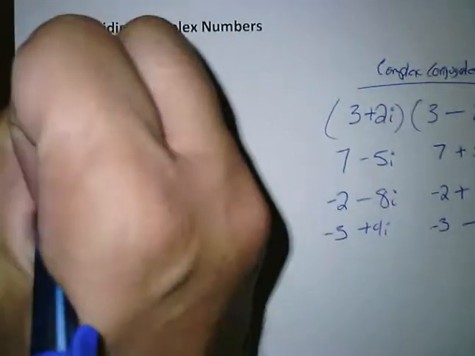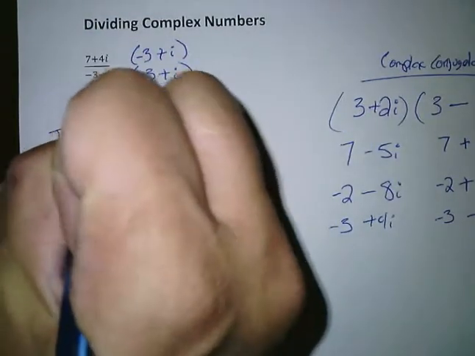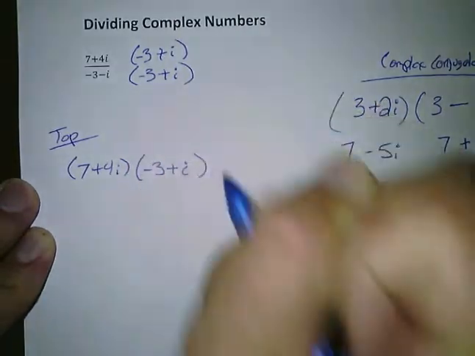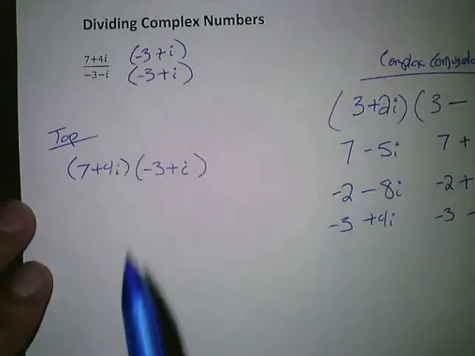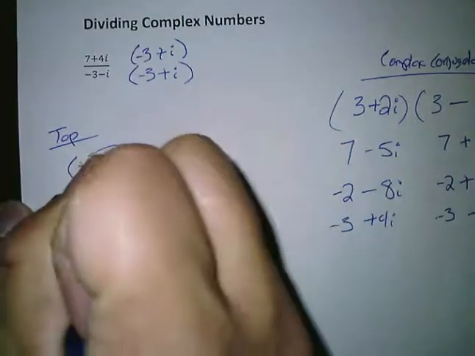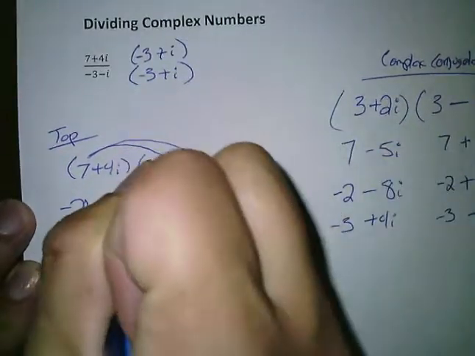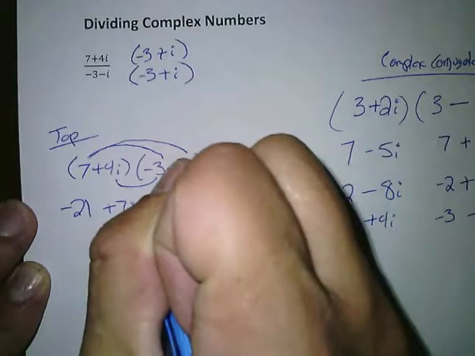So I'm going to keep myself organized. I'm going to multiply the top, see what happens, and eventually multiply the bottom, see what happens, and combine my two answers together. So on the top, we're talking about 7 plus 4i times negative 3 plus i. We've done multiplying already. Same kind of deal. Take this 7 times the negative 3, which is negative 21. Take the 7 times the i, which is 7i. Take the 4i and multiply it through. 4i times negative 3 is negative 12i.